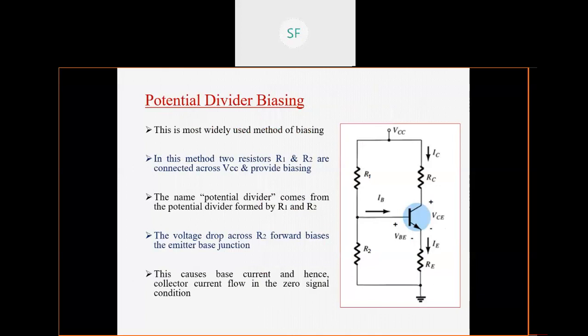So we were discussing potential divider biasing. We will have a quick review of yesterday's session. So potential divider biasing we were discussing. We have understood that it is the most important and widely used method of biasing.